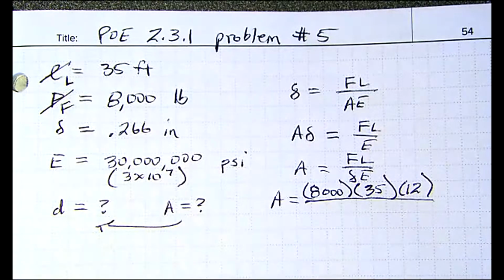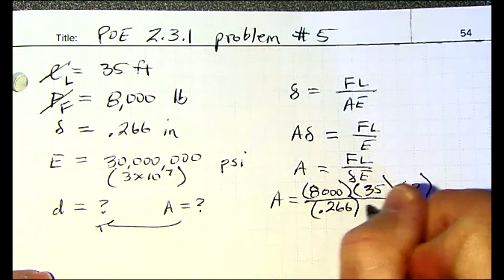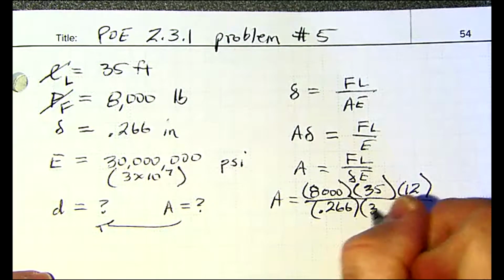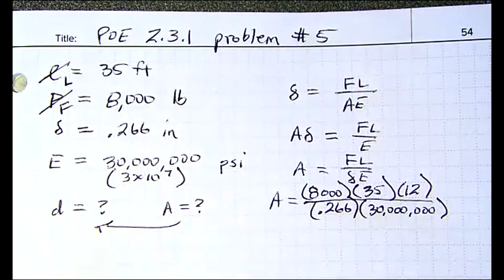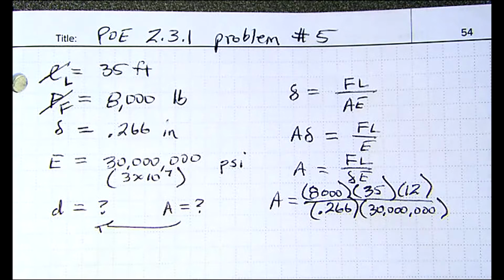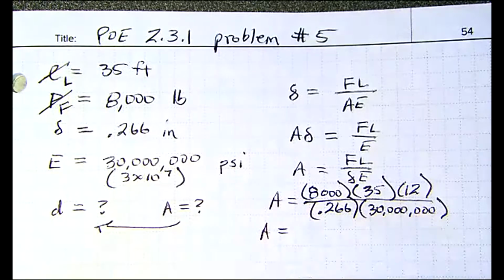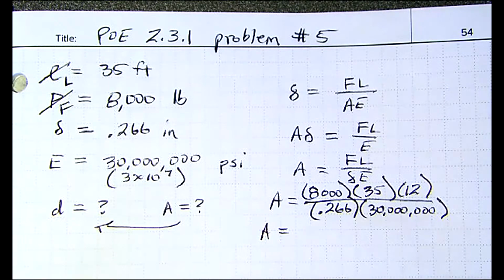And then the delta, let me see, what's the delta value? 0.266. And then the E value is 30 million. I'm going to write 30 million, even though most people would write 3 times 10 to the 7th. I'm just going to write it as much as it's given, or as close to what is given. Okay, now it's Siri time. Let me try this. Hey Siri, what is 8,000 times 35 times 12?